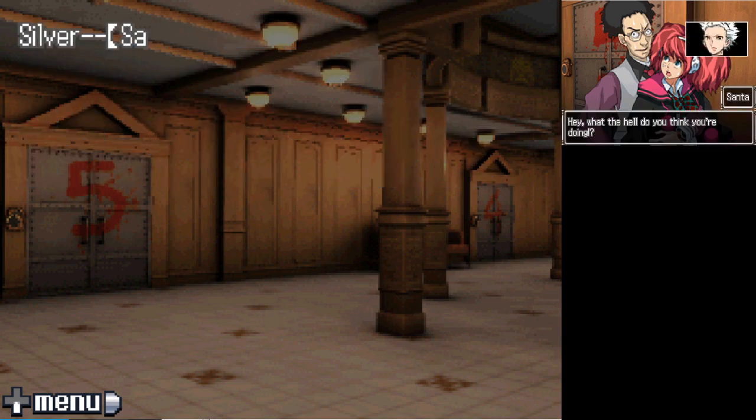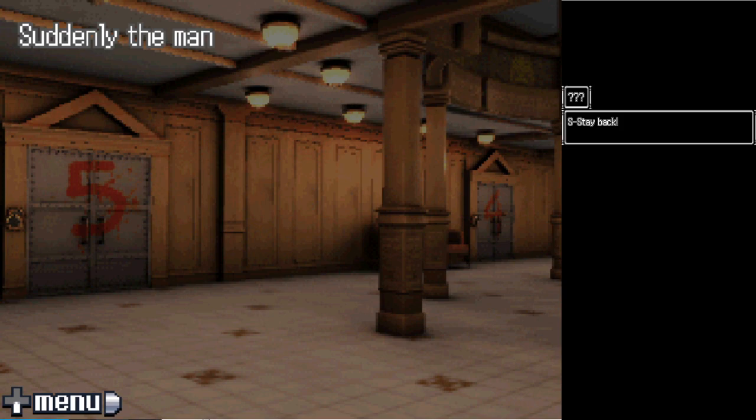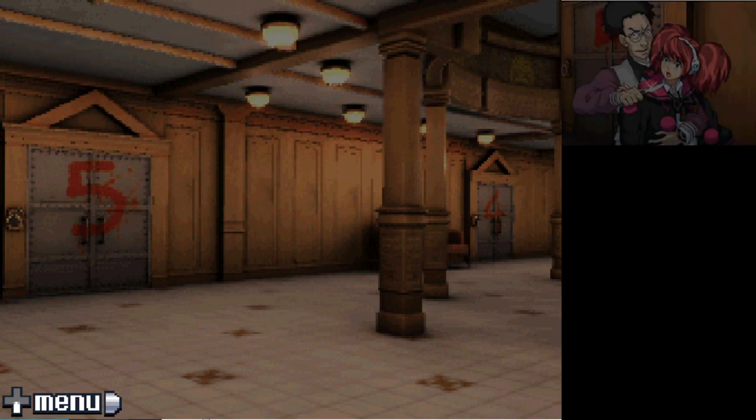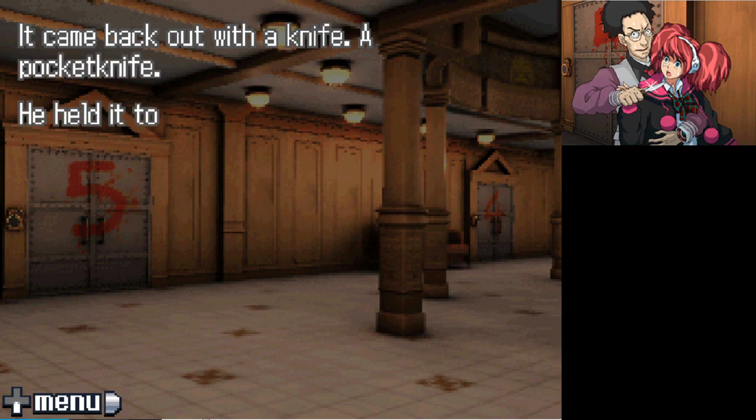"What the hell do you think you're doing?" Santa leapt forward toward Clover and the sixth man. He was halfway there when... "Stay back." Then the man's hand dove into his pocket. He came back out with a knife. A pocket knife. He held it to Clover's pale, quivering neck.